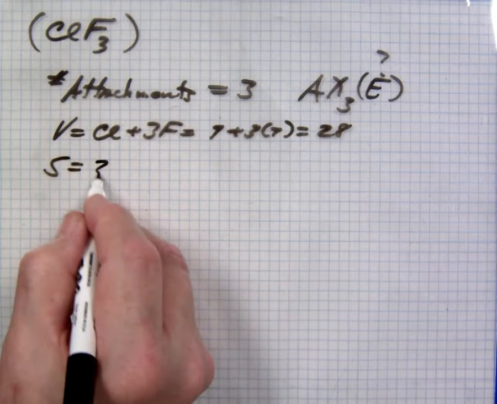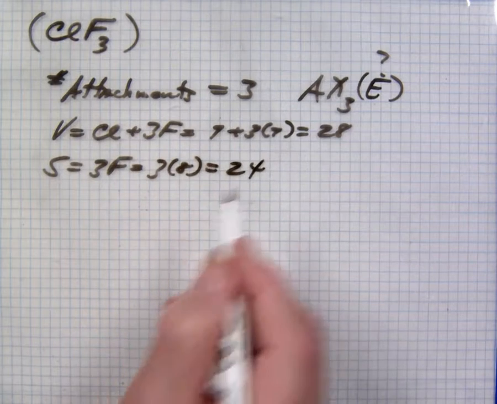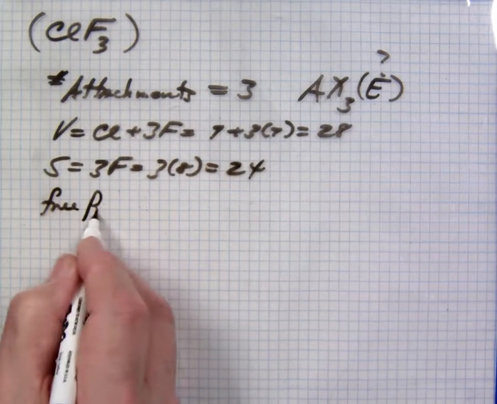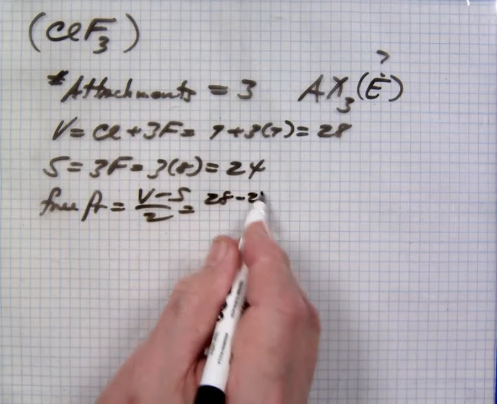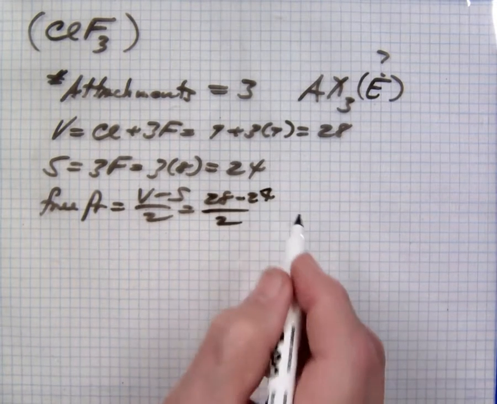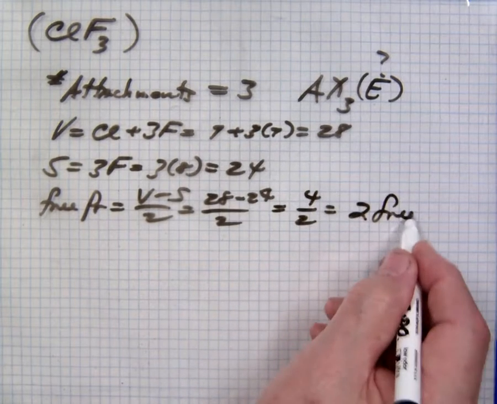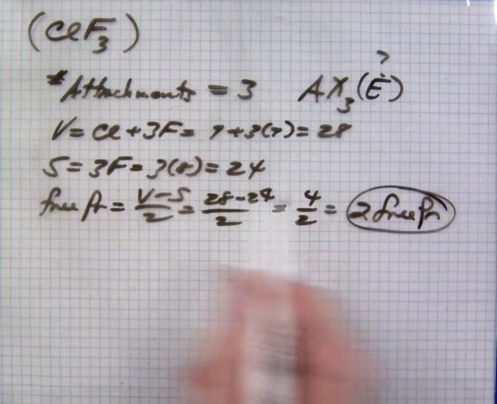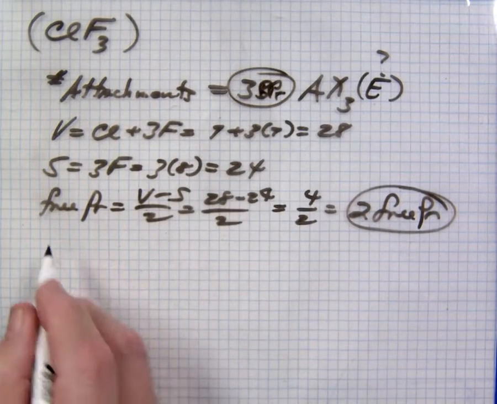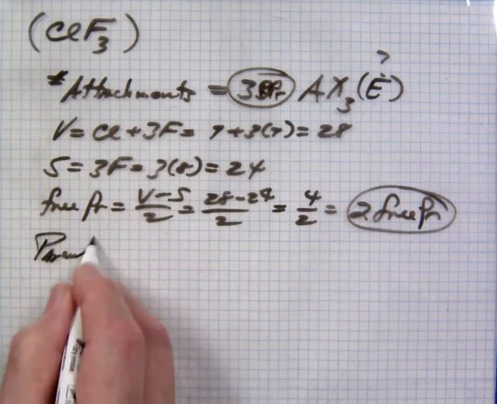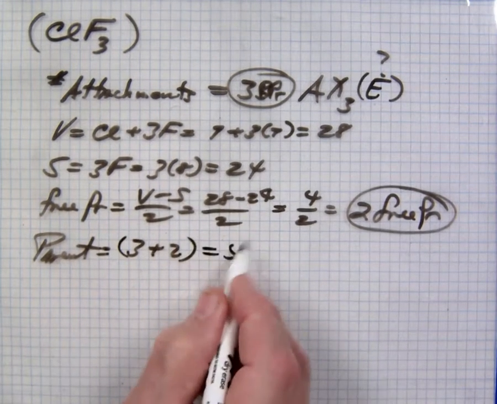Substrates are 3 fluorides. 3 times 8 is 24. And free pairs, valence minus substrate over 2, 28 minus 24 over 2, 4 over 2, so we have 2 free pair. 2 free pair and 3 bonded pairs. So the parent is equal to 3 plus 2, or AX5.